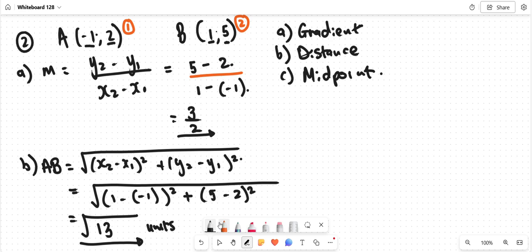And yeah, I will just leave it like that for now. But if your examiner wants it in surd form or in decimal form, you would just plug that in and press SD to get the decimal form.